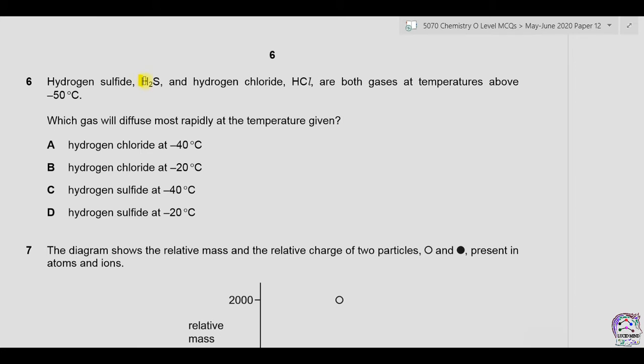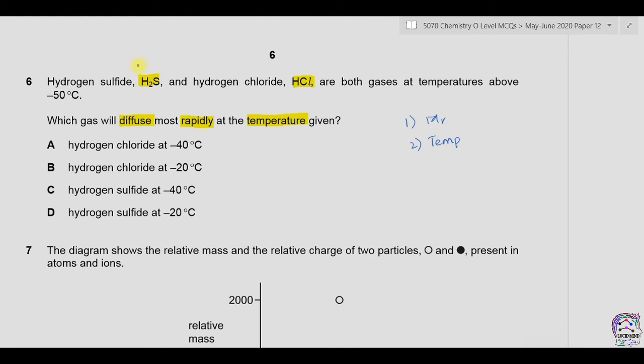Question 6. Hydrogen sulfide and hydrogen chloride are both gases at temperatures above -50 degrees centigrade. Which gas will diffuse most rapidly at the temperature given? Now diffusion of gases depends on two things. First is the molecular mass of the gas and second is the temperature. The higher the molecular mass, the slower the diffusion, or the lower the molecular mass, the faster the diffusion. And temperature is directly proportional to diffusion, so if there is higher temperature there should be higher kinetic energy and more rate of diffusion.